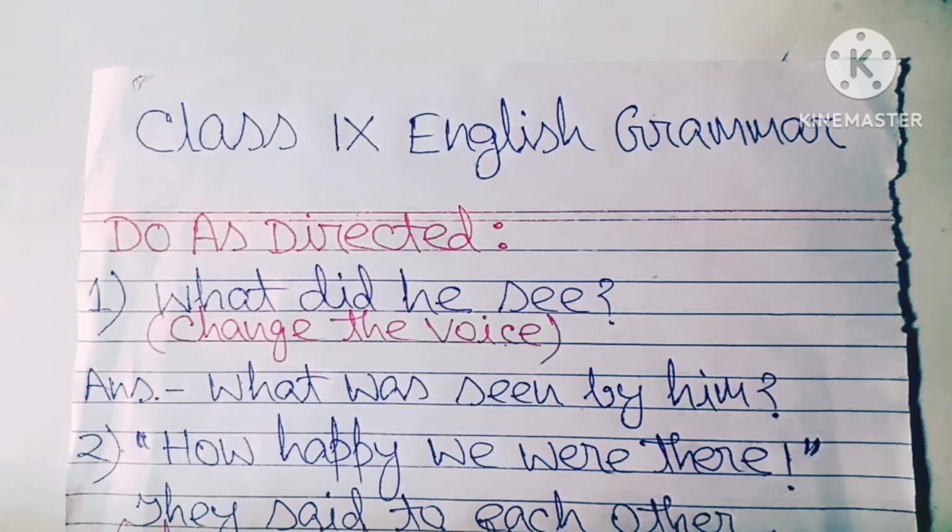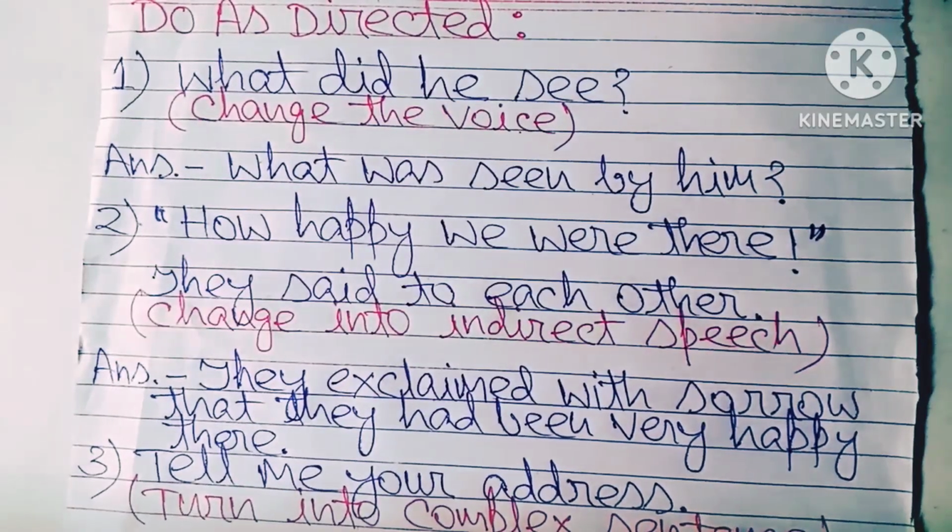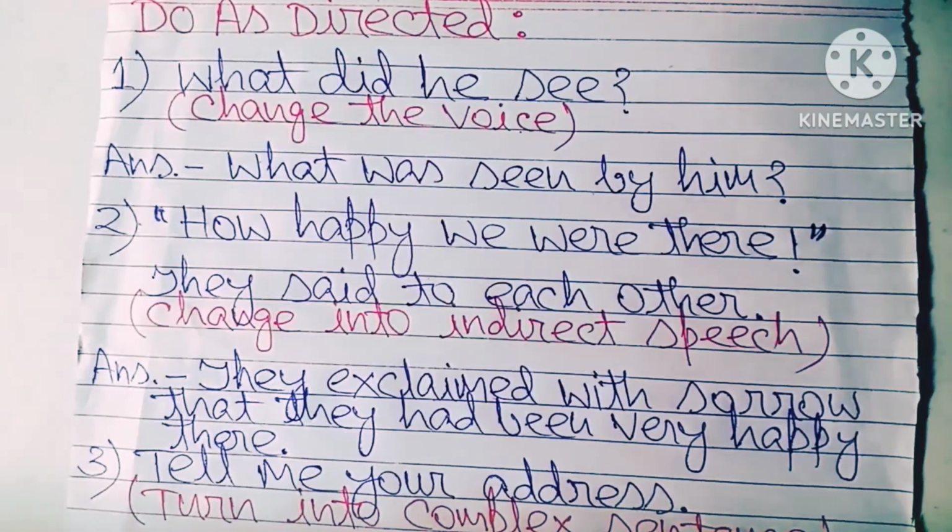Class 9 English grammar. Do as directed. Number 1. What did he see? Change the voice. Answer. What was seen by him?